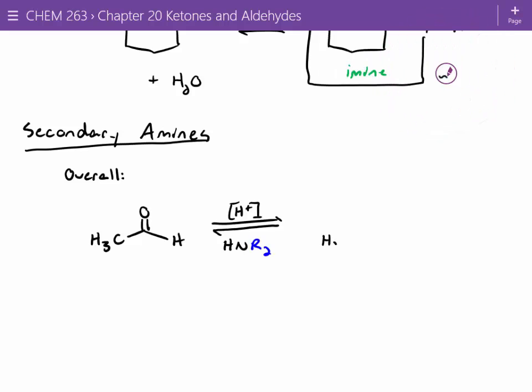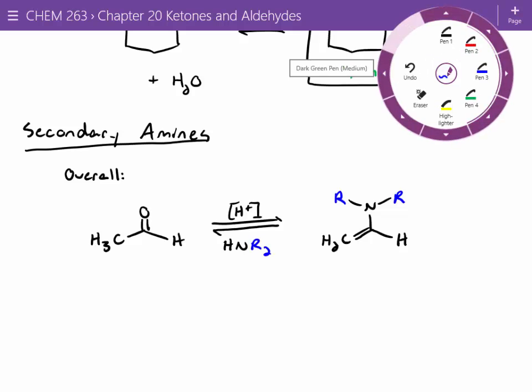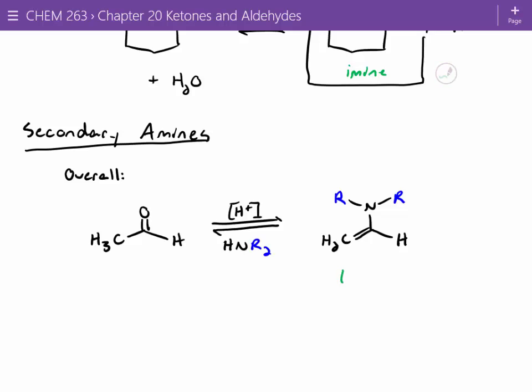And our final product has R groups coming off of that top nitrogen, but we end up with a new alkene. So instead of calling this an amine or an imine, we call it an enamine. So we start with the prefix "ene" as in an alkene, and then it's an amine, so it's an enamine. Pretty simple concept.